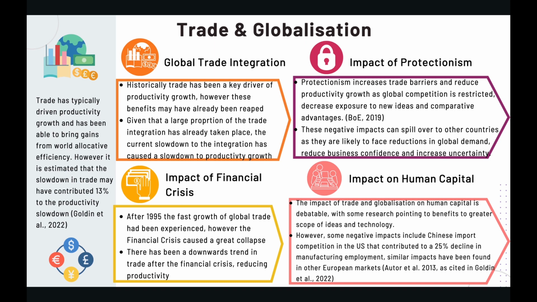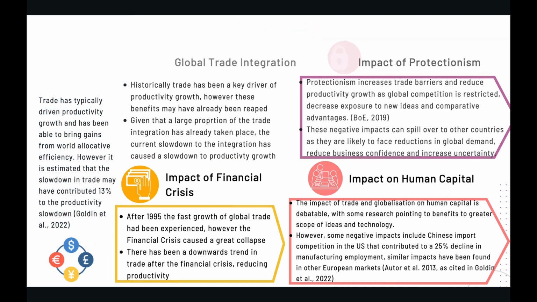and has thus had a negative impact on productivity growth. Whilst the impact of trade and globalization on human capital is debatable, with some research pointing to its benefits, there are also negative impacts on employment. For instance, Chinese import competition in the US contributed to a 25% decline in manufacturing employment, with similar impacts in European countries too, impacting labour productivity negatively.